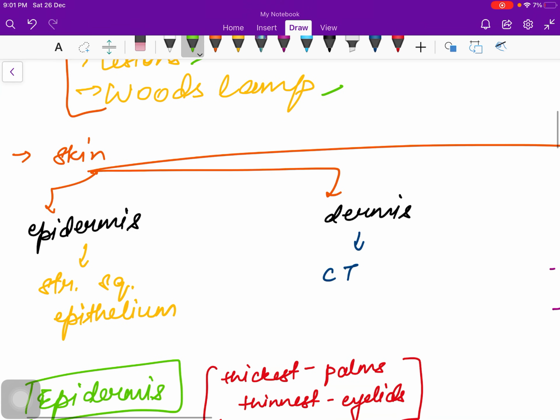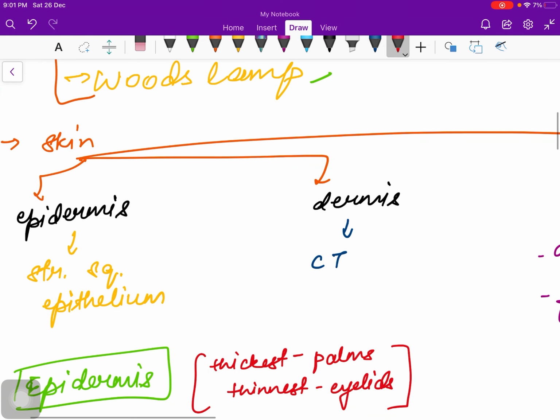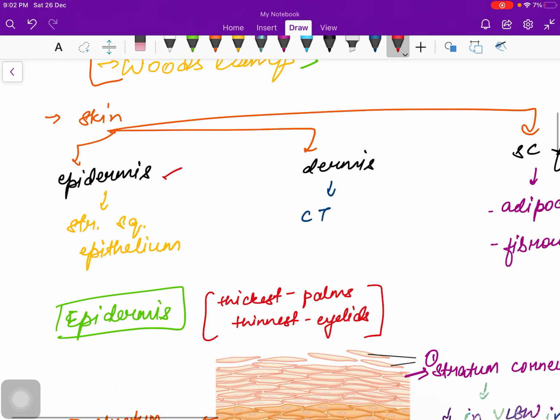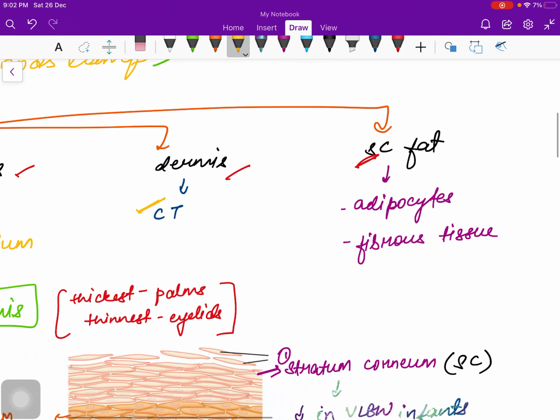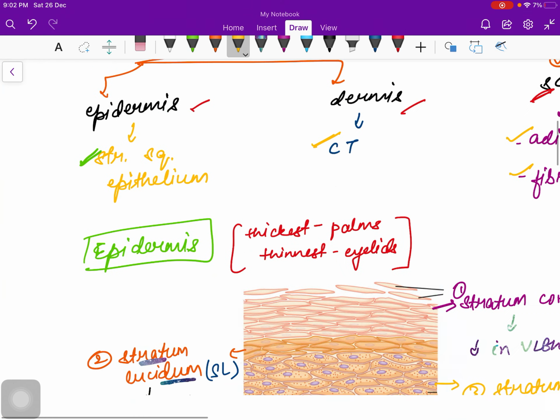So first, coming on to skin. The skin consists of epidermis, dermis, and below it is the subcutaneous fat. The epidermis is a directly asked question. The epidermis is made up of stratified squamous epithelium. Then comes the dermis, which is made up of connective tissue, and then the subcutaneous fat, which is composed of adipocytes, which are separated by fibrous tissue.